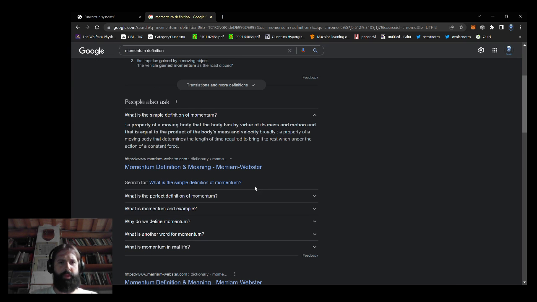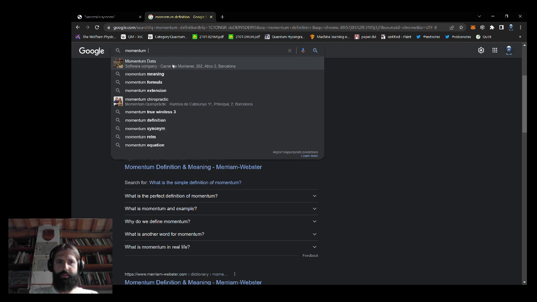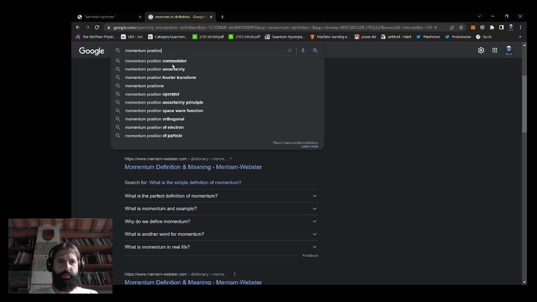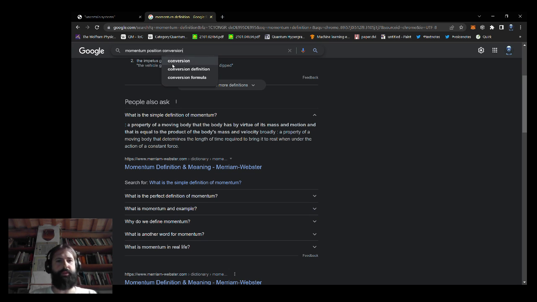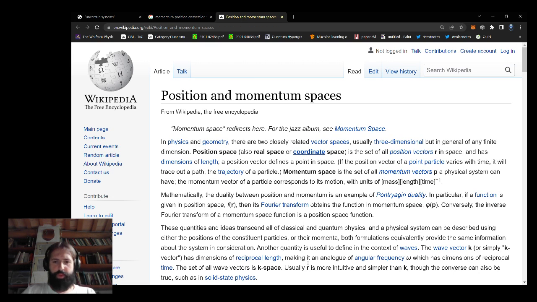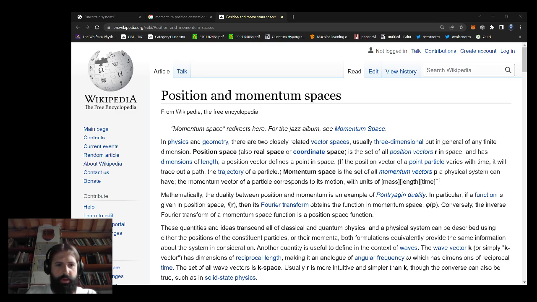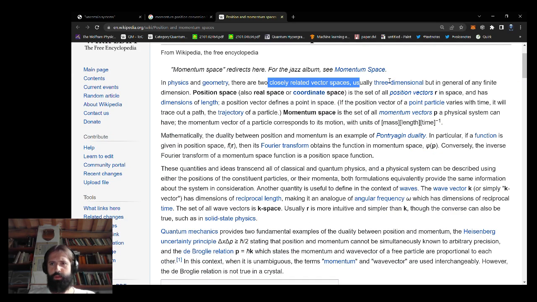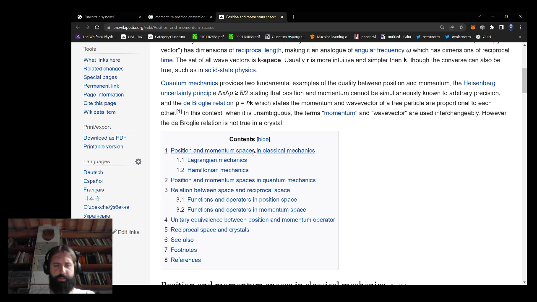What is a simple definition of momentum? Momentum, position, conversion. I'm definitely interested in the classical things first. Spaces. You're catching that up, right? Yeah, it's cool actually to just use the browser. Maybe that's even easier. Position space and momentum space. Quantum mechanics and classical mechanics.